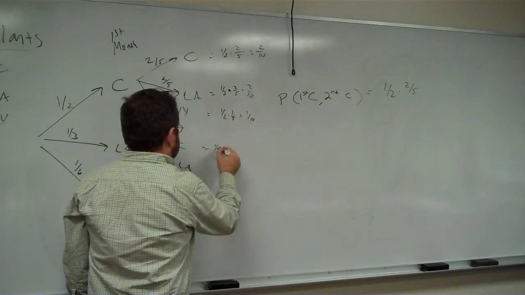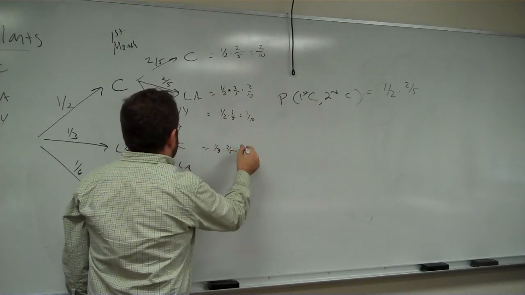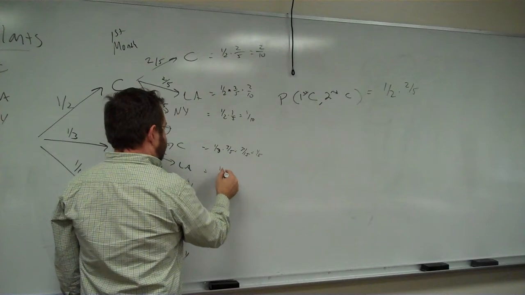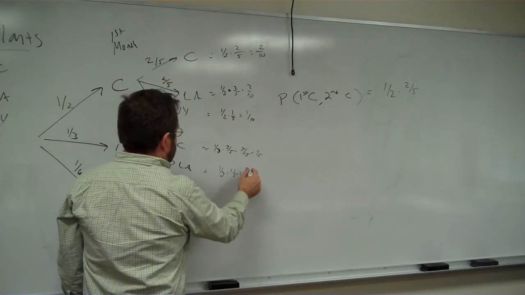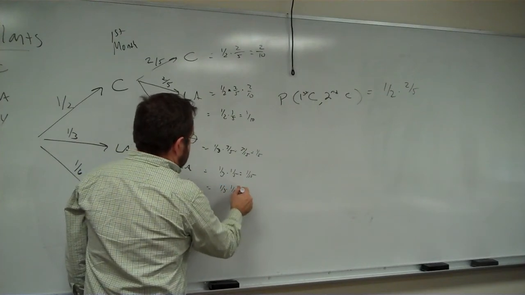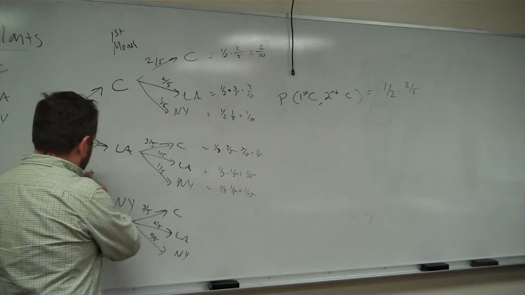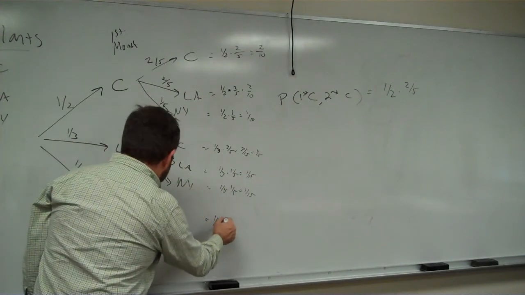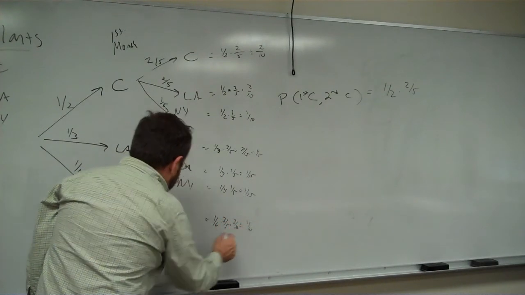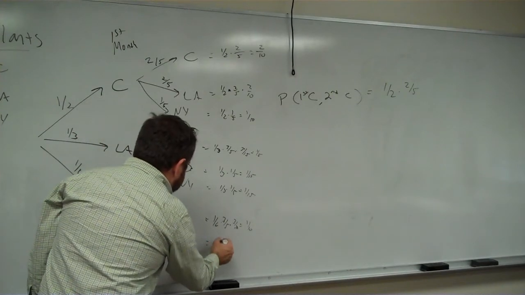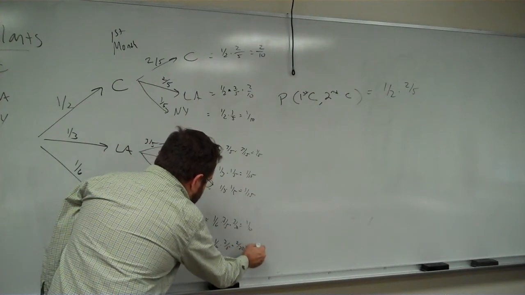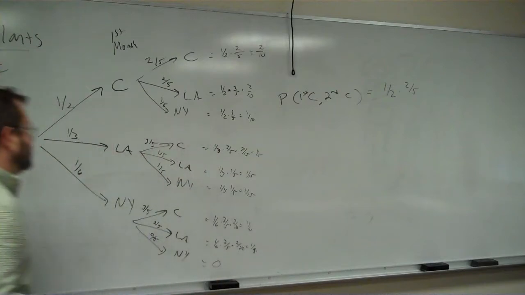1/3 times 3/5 equals 3/15 equals 1/5. 1/3 times 1/5 equals 1/15. Now, any combination on here we can figure out. What is the probability it happened? 1/6 times 3/15 equals 3/30 equals 1/10. 1/6 times 2/15 equals 2/30 equals 1/15. And this one works out to 0.